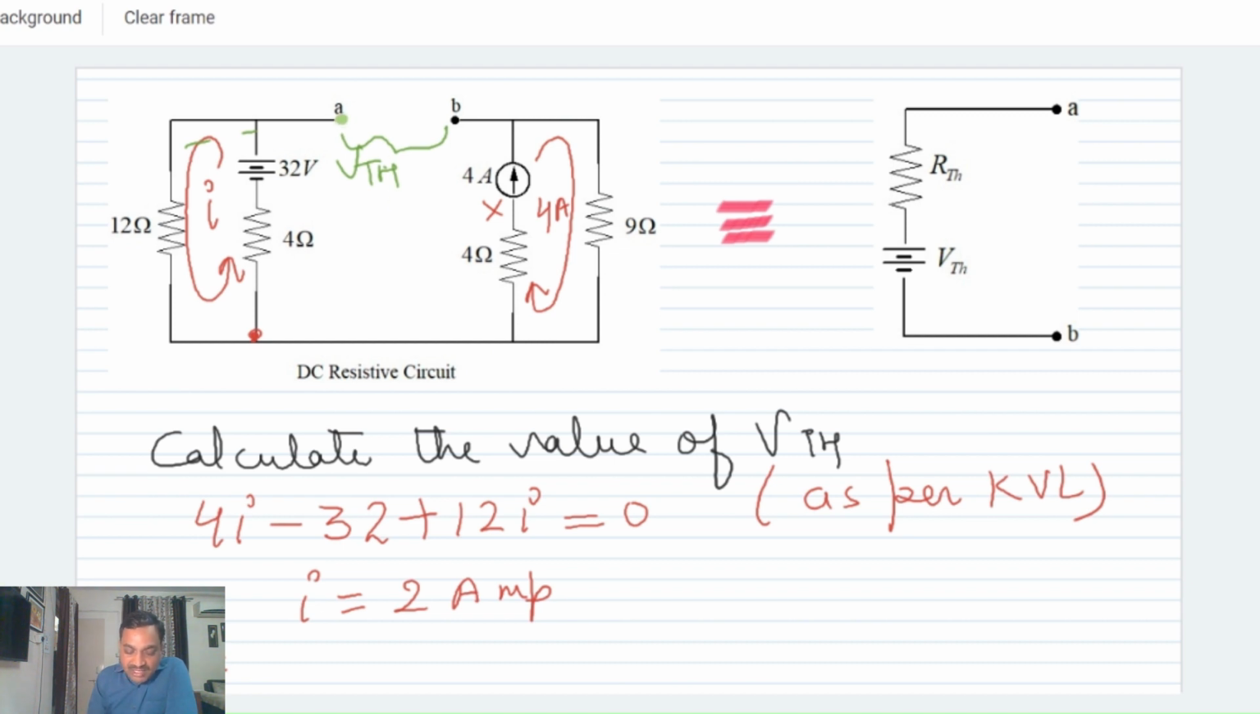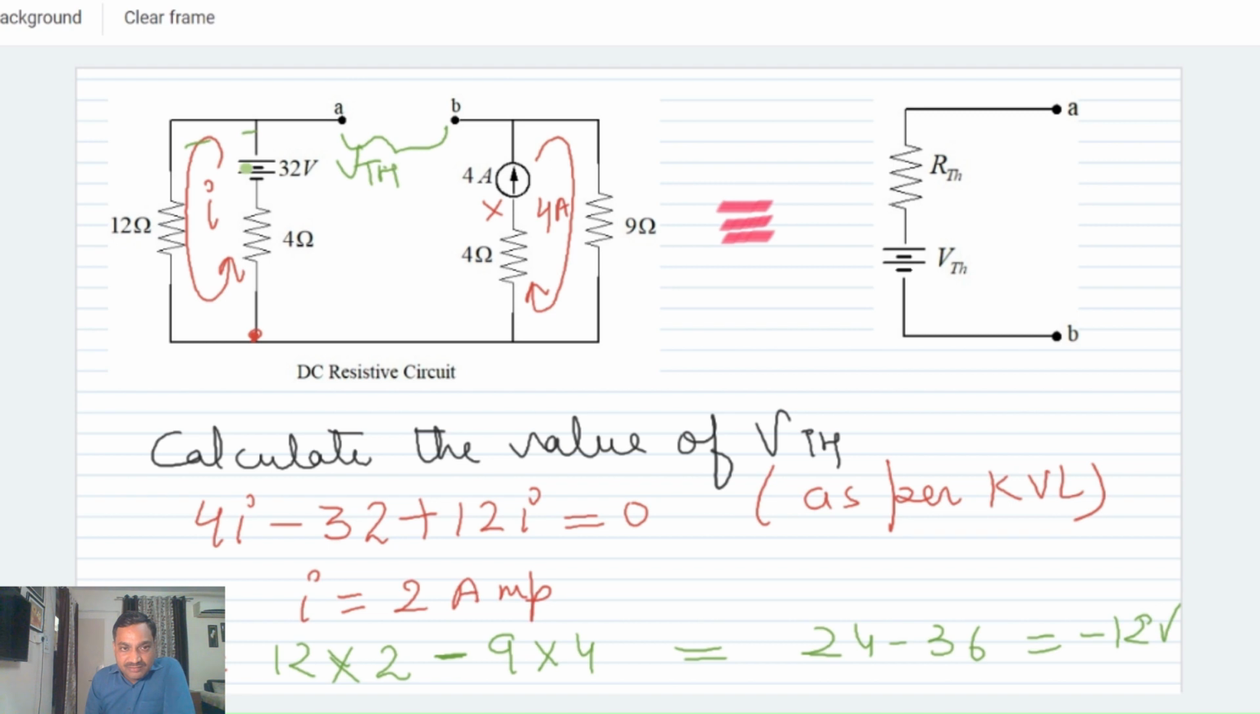So when we start from A, first we will have a 12 ohm resistor, and through this 12 ohm resistor the current flowing is 2 ampere. So the drop will be 12 into 2. Then we come to this 9 ohm resistor where the current is in the opposite direction. So we take the drop as minus of 9 into 4. So this will be the value of VTH, and this comes out to be 24 minus 36, that is equal to minus 12 volts.